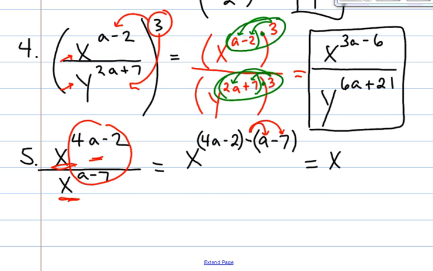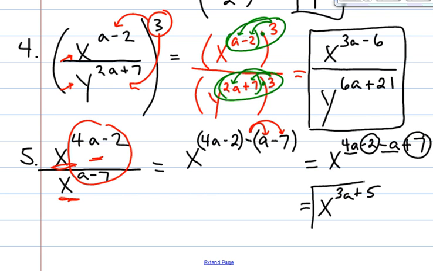So if I rewrote this, that's going to be 4a minus 2. And then to distribute the negative, that's going to be minus a. And then what was different than before is it's going to become plus 7 because a negative times a negative is a positive. Now you can clean that up by adding like terms. So 4a minus a is 3a. Negative 2 plus 7 is positive 5. And that is my final answer.